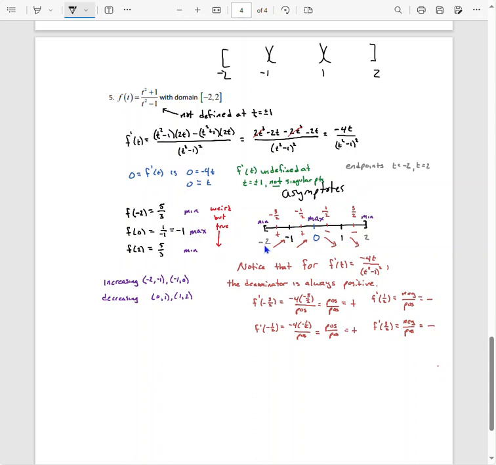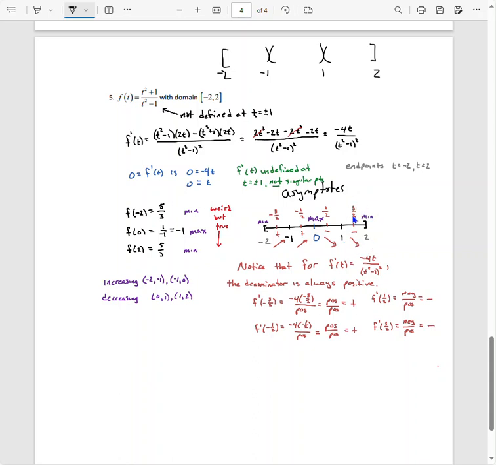Well, we have negative 2. We have negative 1. That's an issue just in general. We can't use that at all. 0 is a stationary point. So we have an endpoint, a domain issue, a stationary point, a domain issue, and an endpoint.